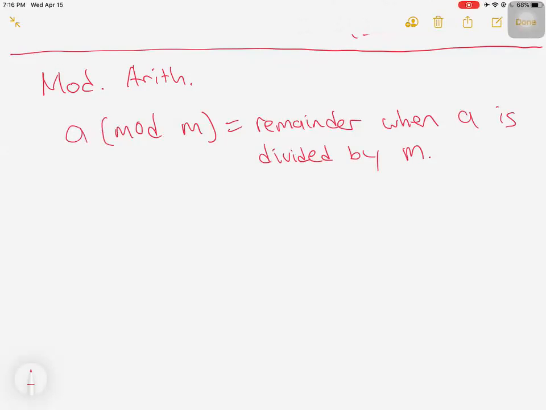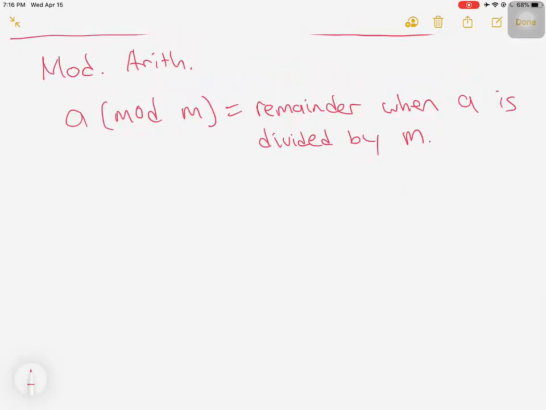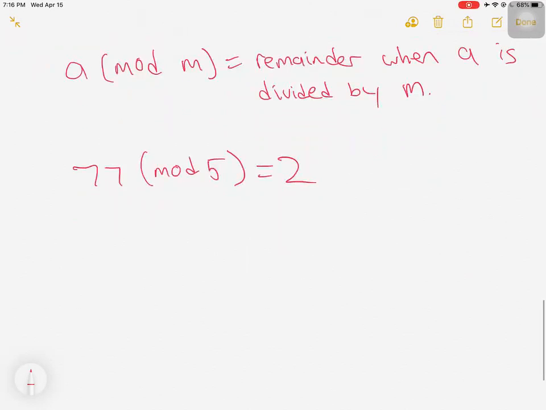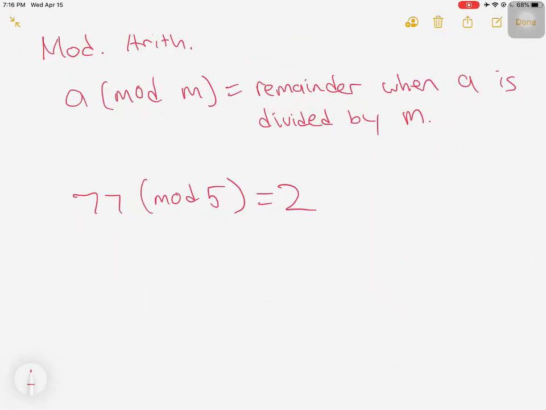Simply, it's just like when you're in elementary school and you practice division, and it's basically the remainder that comes out. So quickly, 77 mod 5: this is equal to 2, because the remainder when 77 is divided by 5 is just 2. So how is this ever useful in math competitions? We have a lot of cool properties about modular arithmetic that can simplify our work.